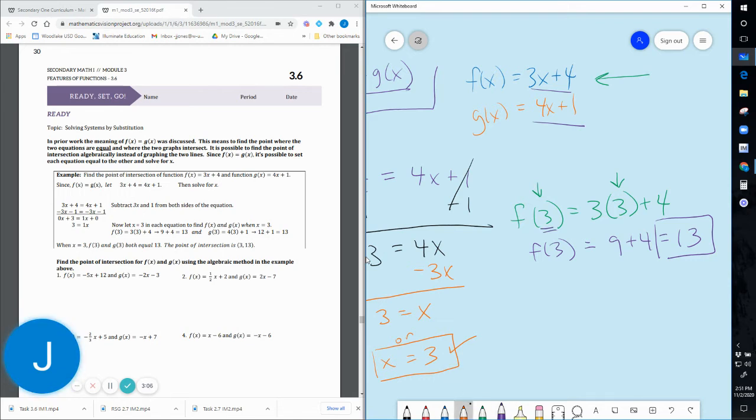Now do the g equation. So g of 3 equals 4 times 3 plus 1. Plug in the 3 for all the x's, and you get 12 plus 1, which equals 13. So whenever I plug in 3 for x in the g equation, my y value is 13. So final answer, x is 3, y is 13. That is where these two graphs cross each other. And that's how you do it.